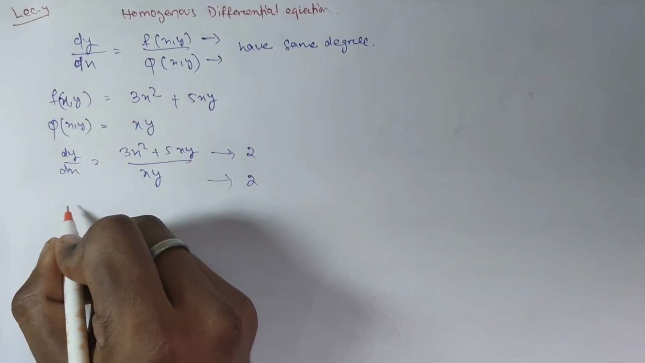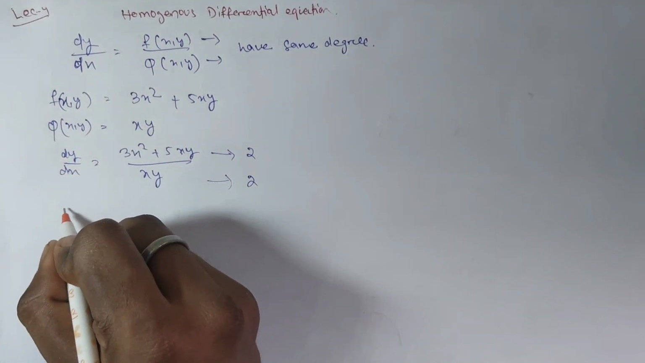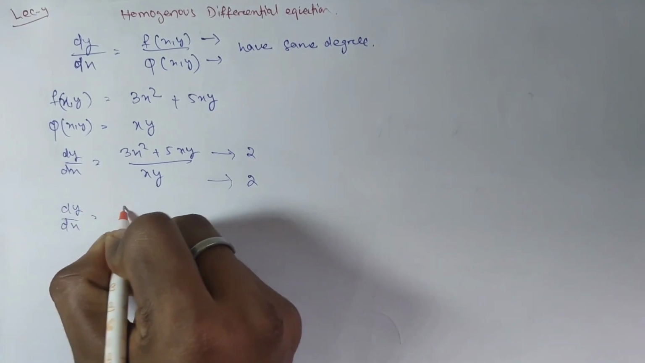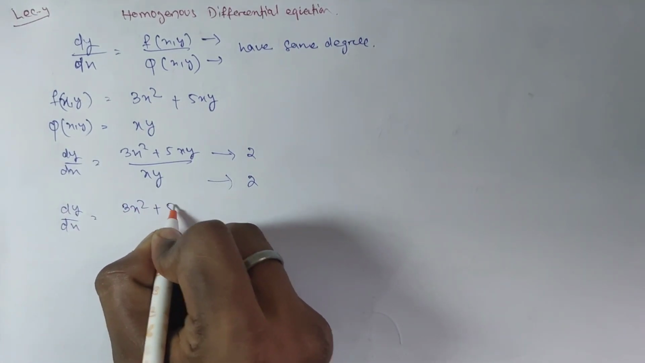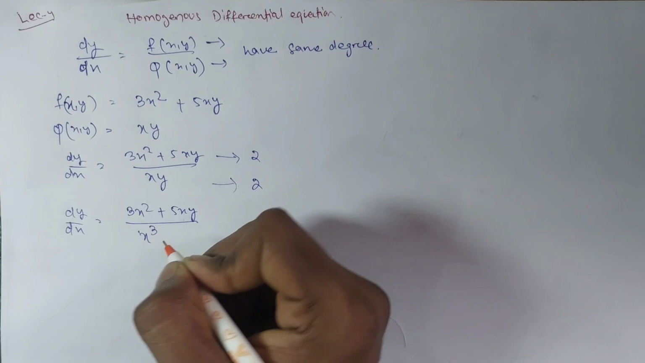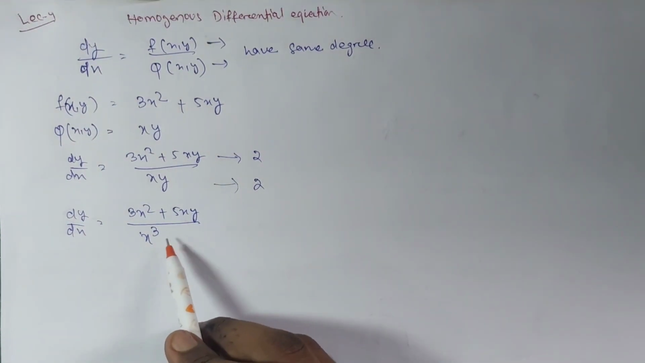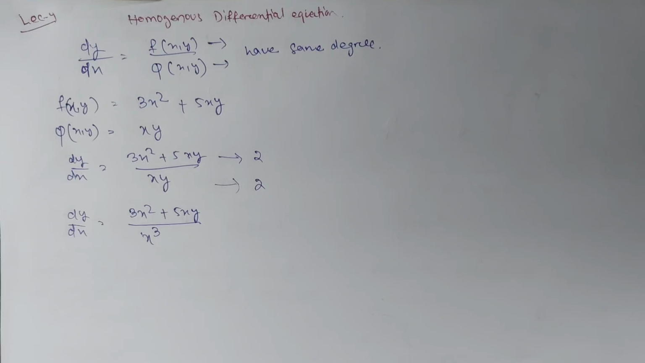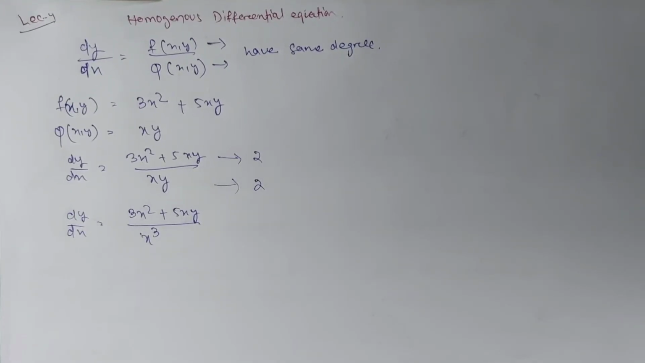If one of them has a different power, for example if dy by dx equals (3x squared plus 5xy) by x cubed, then the upper side has power 2 and the lower side has power 3. So it is not a homogeneous differential equation. It is a non-homogeneous differential equation, and its solution is a little bit different. We are going to talk only about the solution of the homogeneous differential equation.